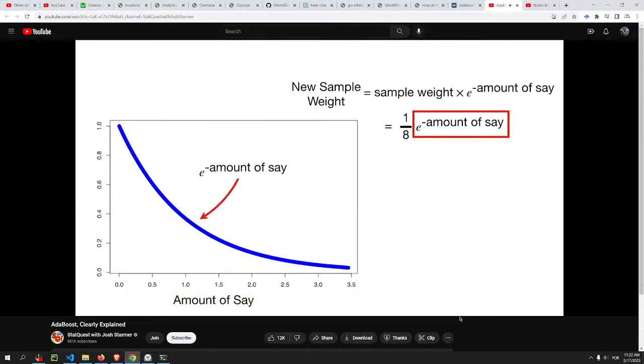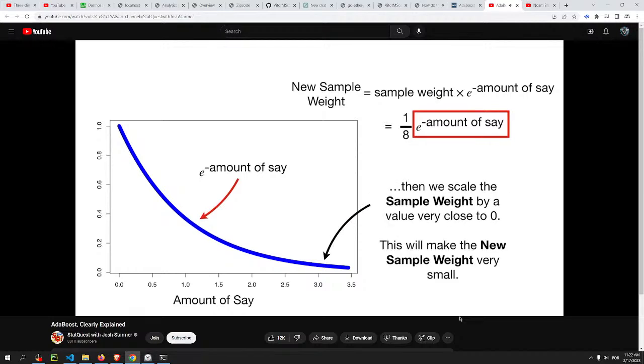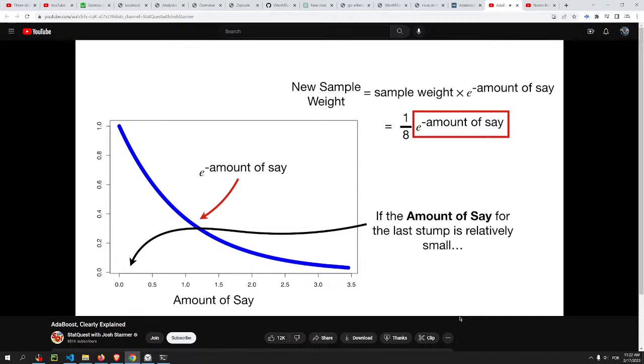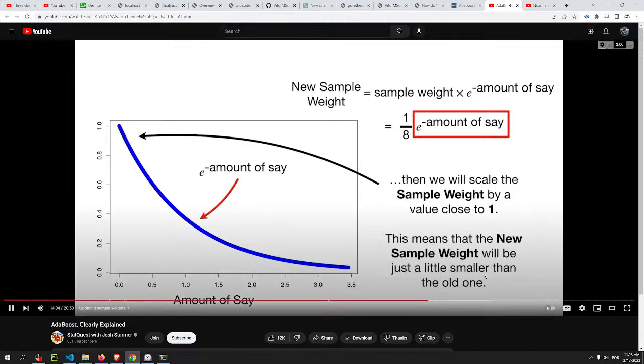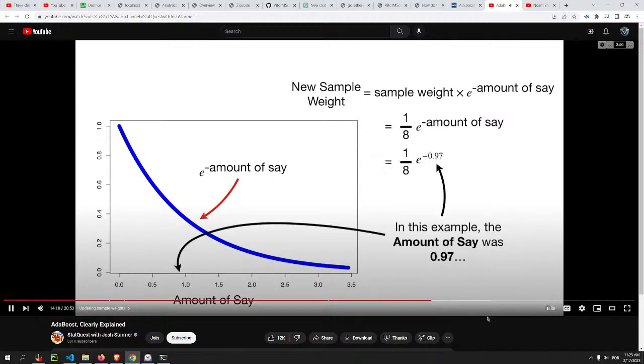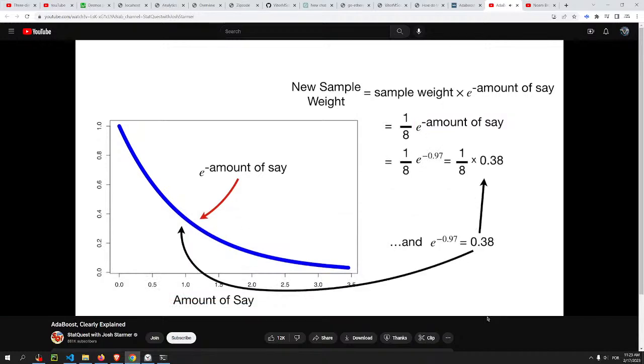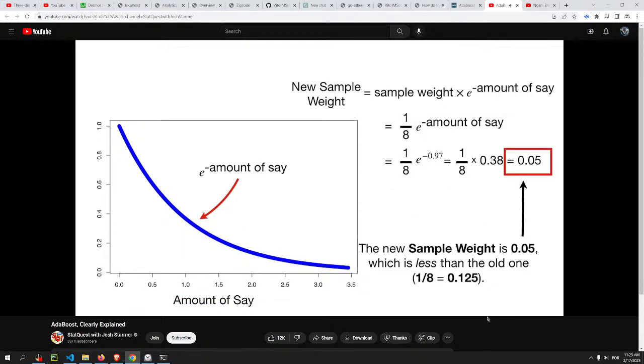The blue line represents e raised to the negative amount of say. When the amount of say is relatively large, then we scale the sample weight by a value close to 0. This will make the new sample weight very small. If the amount of say for the last stump is relatively small, then we will scale the sample weight by a value close to 1. This means that the new sample weight will be just a little smaller than the old one. In this example, the amount of say was 0.97, and e raised to negative 0.97 equals 0.38. The new sample weight is 0.05, which is less than the old one.